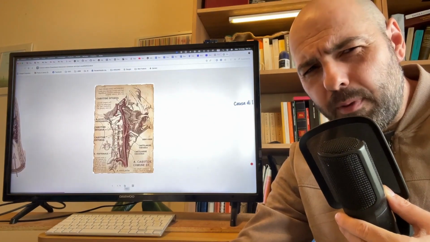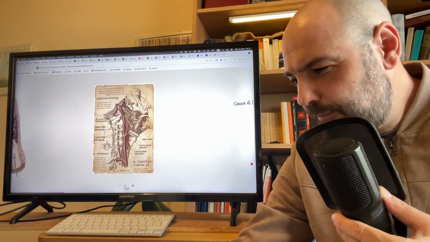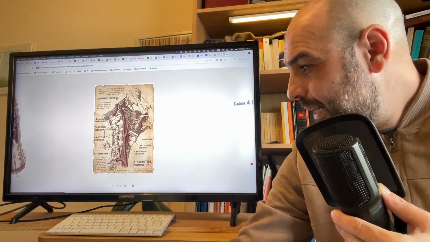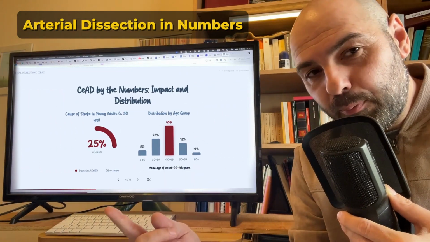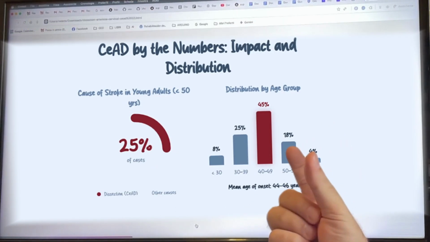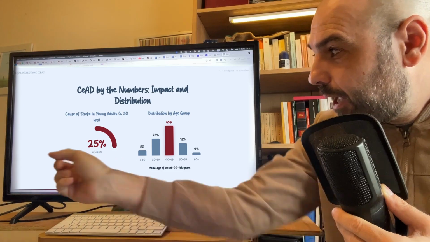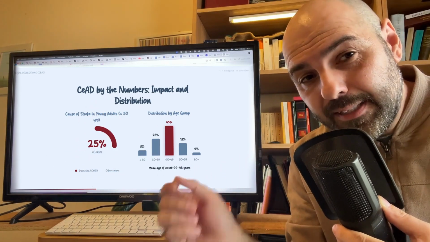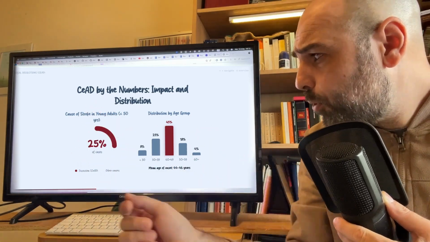Let's talk about the numbers for dissection. But is it really that common? So in absolute terms, if we consider the entire population, no. But if we look at a certain group, those under 50 years old, then we're talking about 25% of cerebral ischemia cases being caused specifically by dissections.